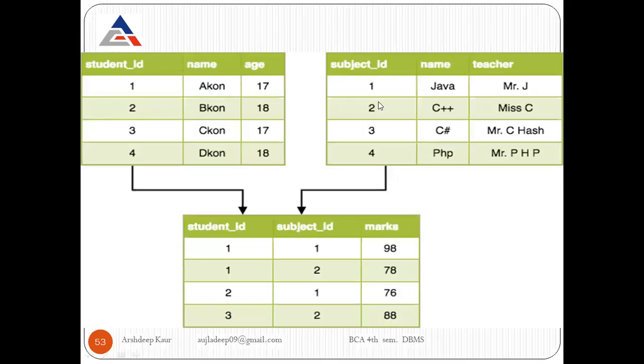Now see, we have student ID, name, age, then subject ID, name, teacher, then student ID, subject ID, and marks. This diagram shows that if we are storing data in the relational model, we have to follow the table structure. We have columns and rows; these are the column names, and this is the row information. So if we are using the relational model, we have to store the data in the form of rows and columns.